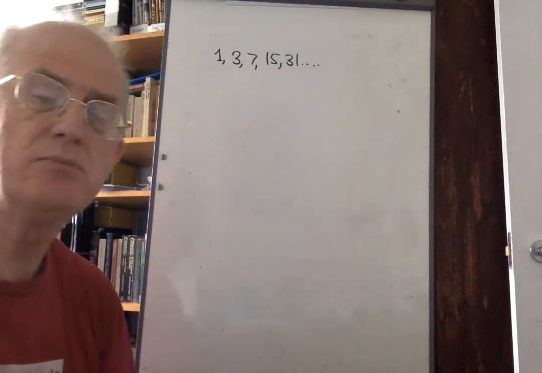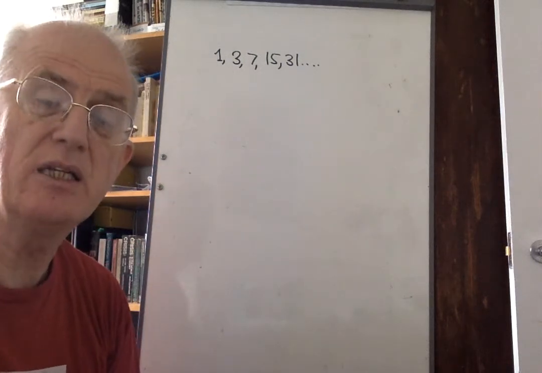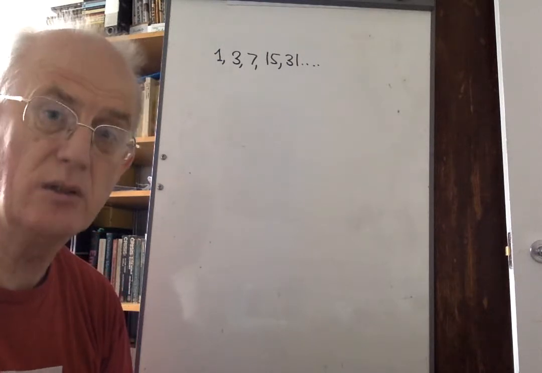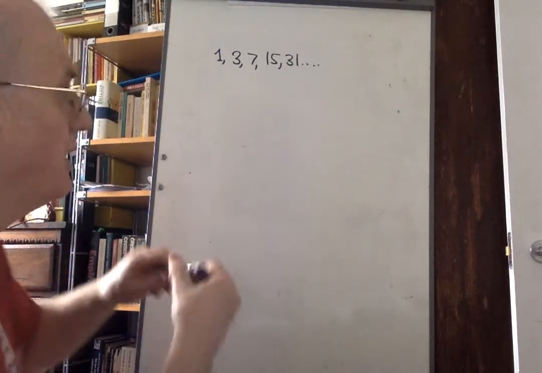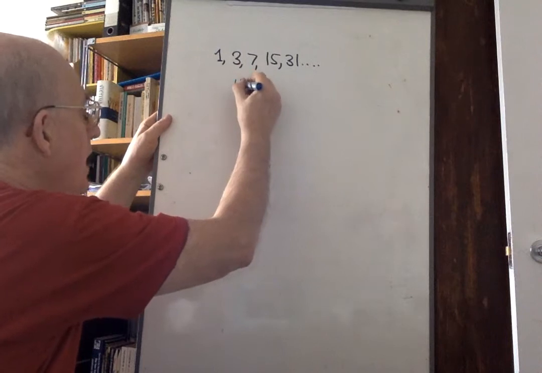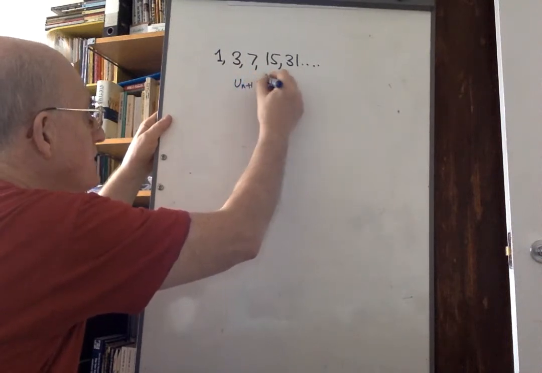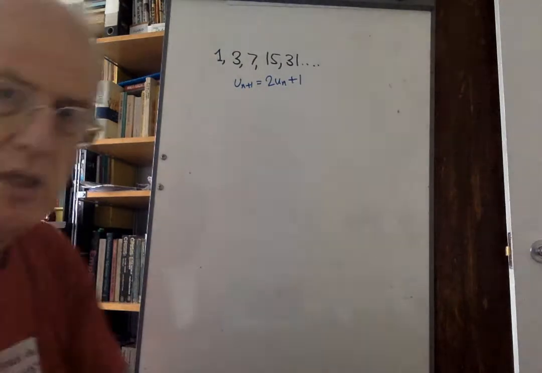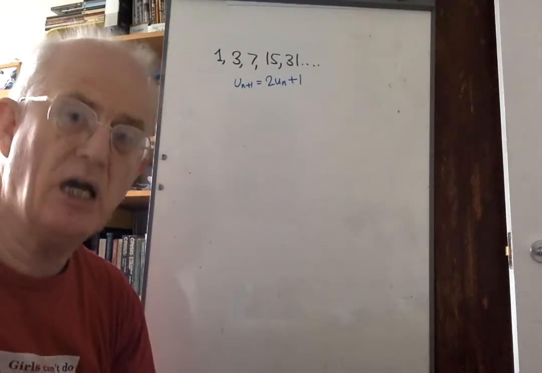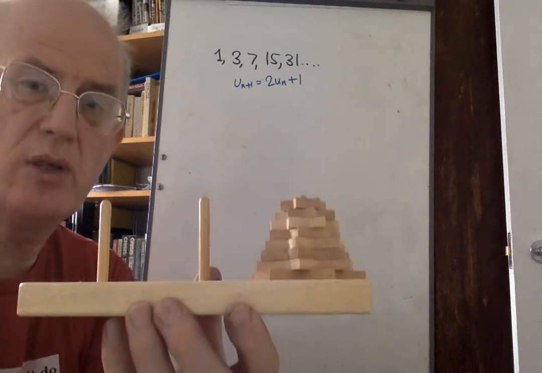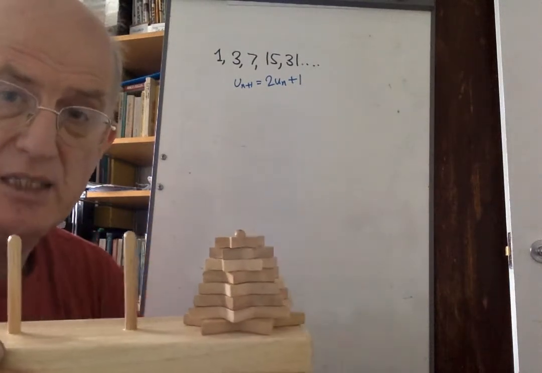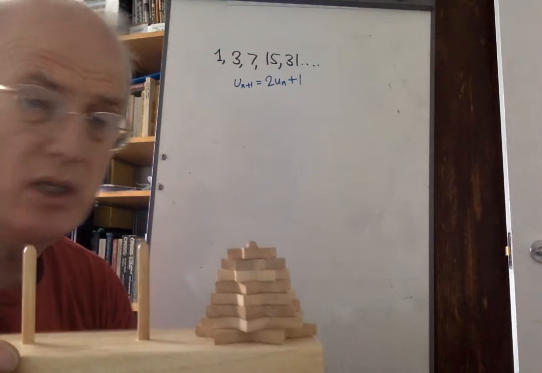Here's a sequence. What's the rule for getting the next term from the previous term? Yes, you double and add 1. u(n+1) is 2u(n) plus 1. You might recognise this as the number of moves needed to move n discs in the Tower of Hanoi.